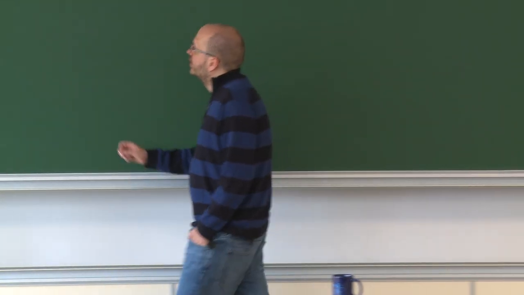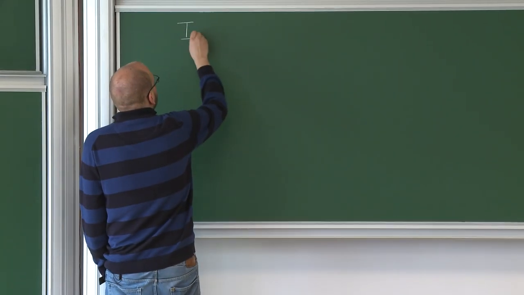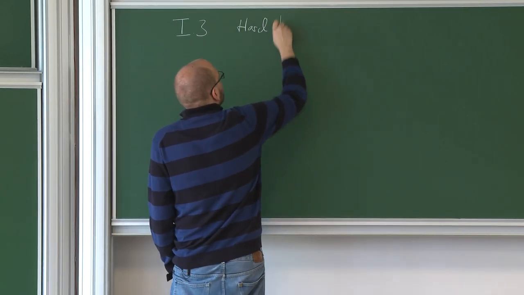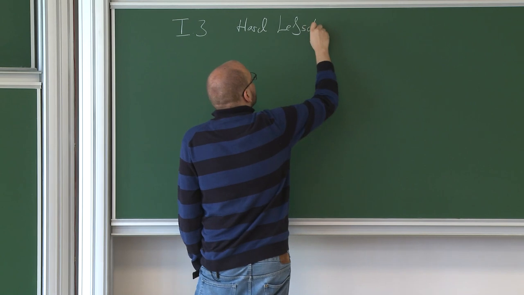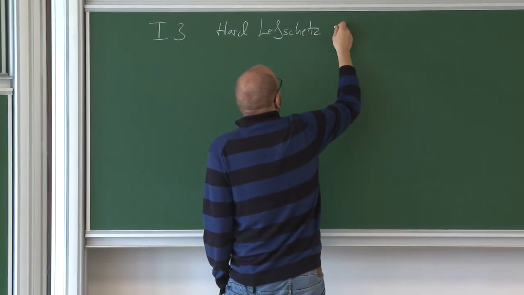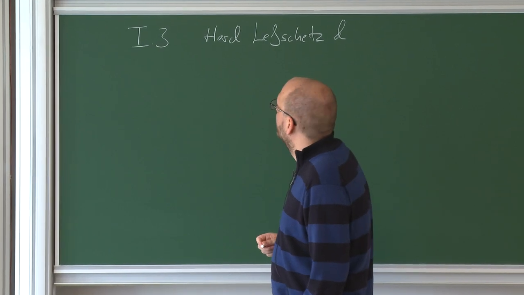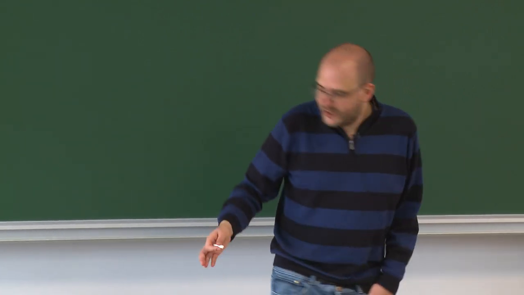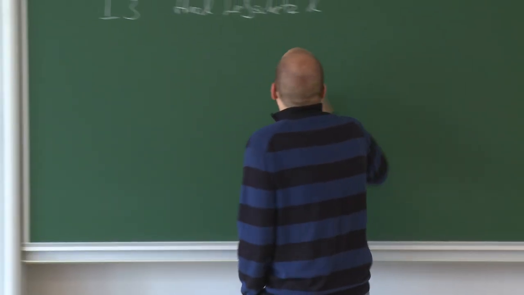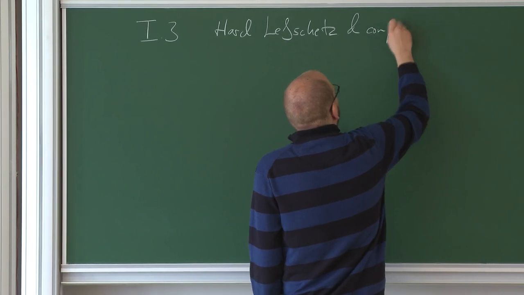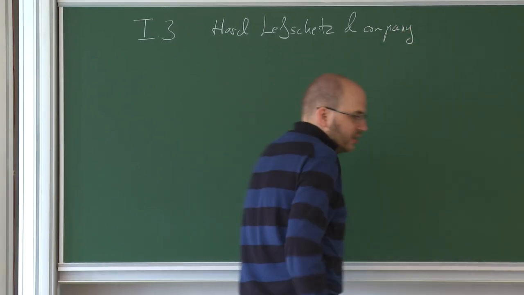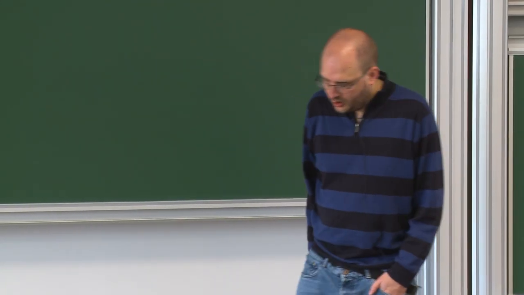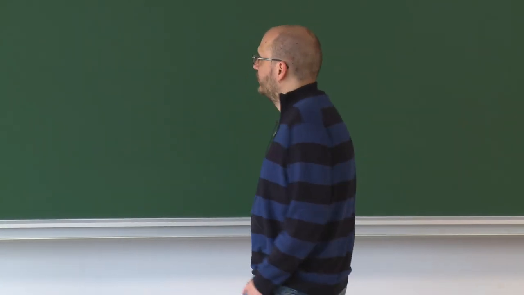Okay, so 1-3. The Hodge-Lefschetz theorem. One is just the overview without really the meat of the proofs. That's okay. One for one. So Hodge-Lefschetz and company. Let's do the classical version first.